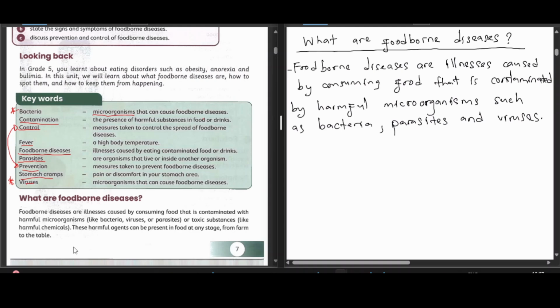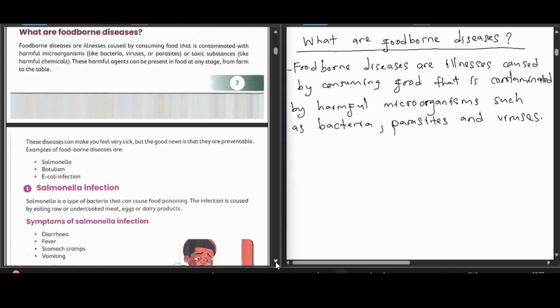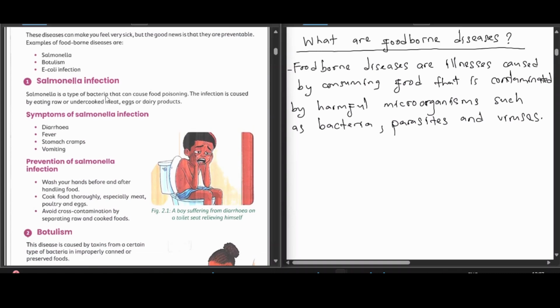Usually they have bottles which they use to sprinkle some water and you clean them and you can eat. So please be careful. So let us give this. These diseases can make you feel very sick, but the good news is that they are preventable.